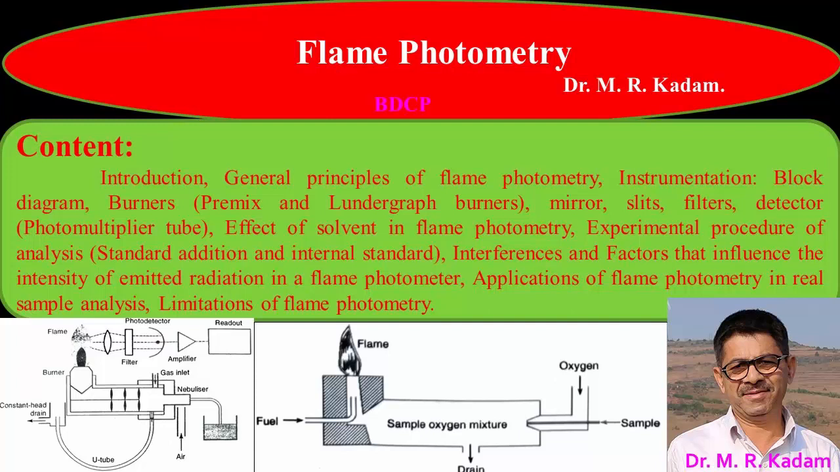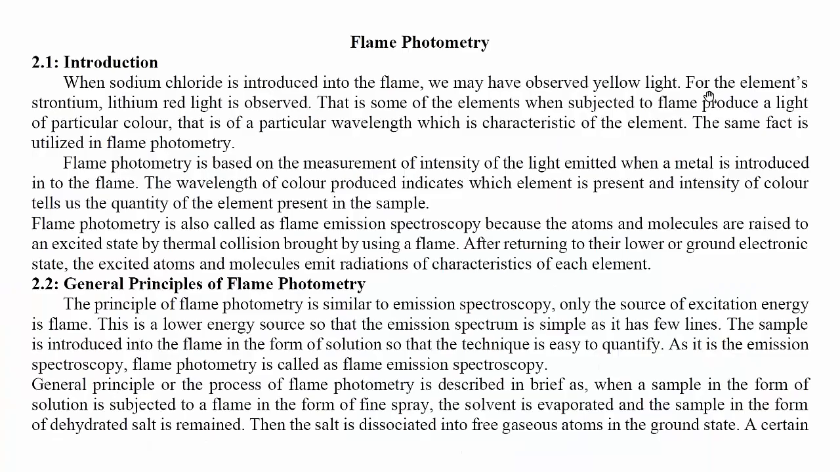Flame photometry. 2.1 Introduction. When sodium chloride is introduced into the flame, we may have observed yellow light. For the elements strontium and lithium, red light is observed. That is, some of the elements, when subjected to flame, produce a light of a particular color, that is of a particular wavelength, which is characteristic of the element. The same fact is utilized in flame photometry.